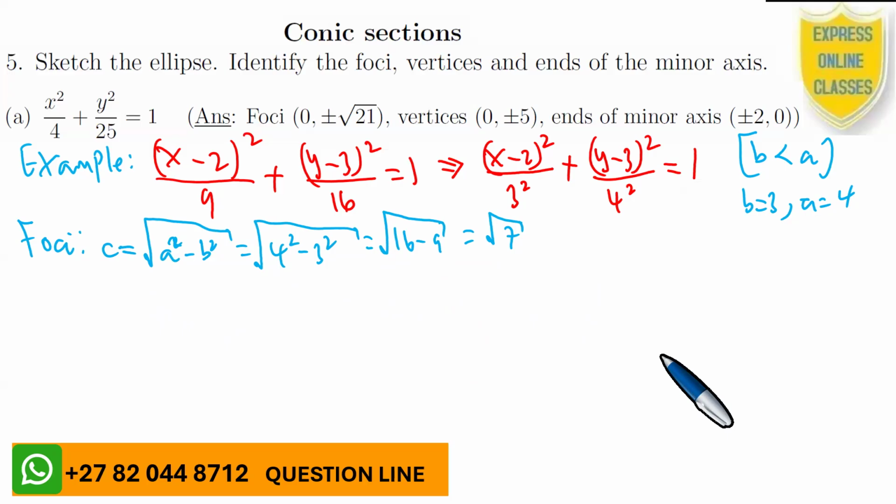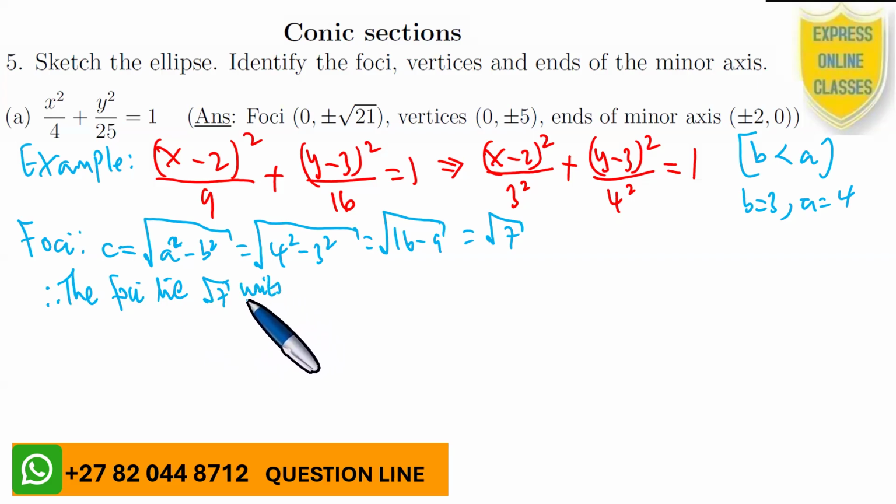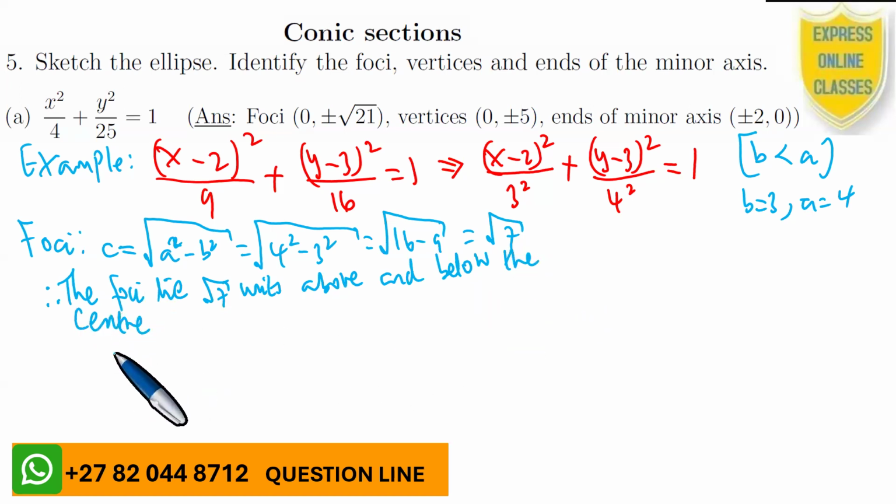Because of this, we say therefore the foci lie the square root of 7 units above and below the center. Above and below the center.